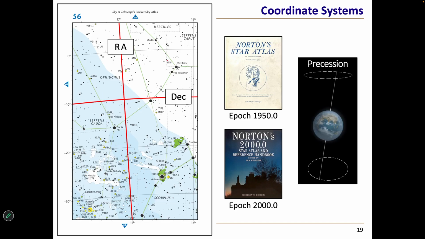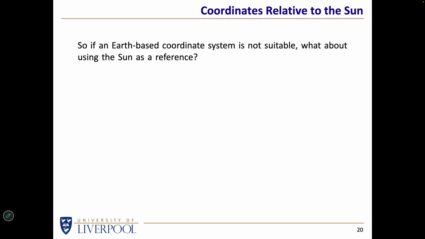It doesn't simply spin. Its axis precesses over a 26,000-year period, which means even if you know very accurately the right ascension and declination of a star now, it'll be different tomorrow, and different the day after, and different the day after, because the Earth's axis, and hence the right ascension and declination coordinates that we use, will continually drift over a 26,000-year cycle. So fixing coordinates to the Earth, not a good idea.